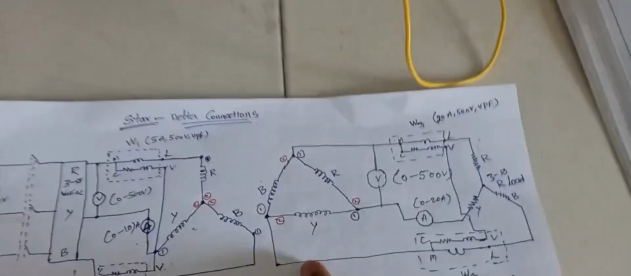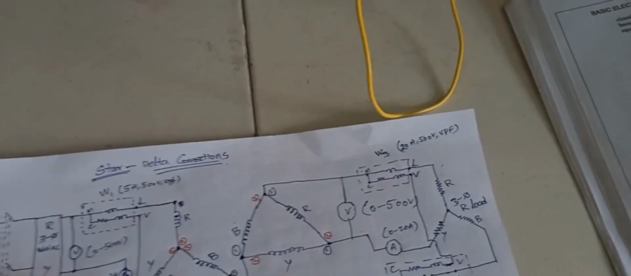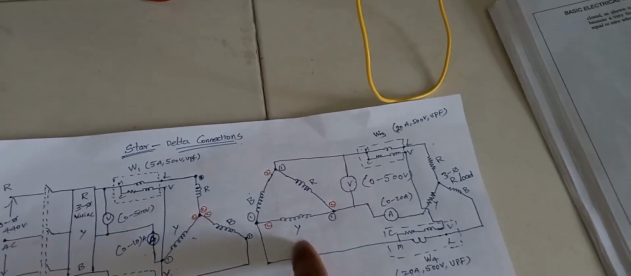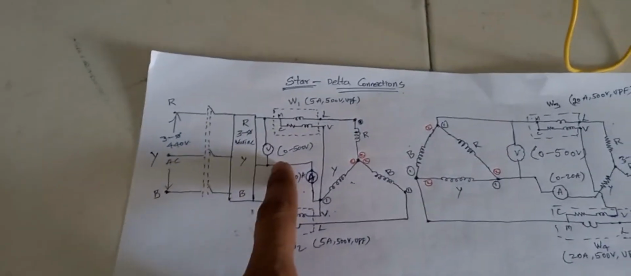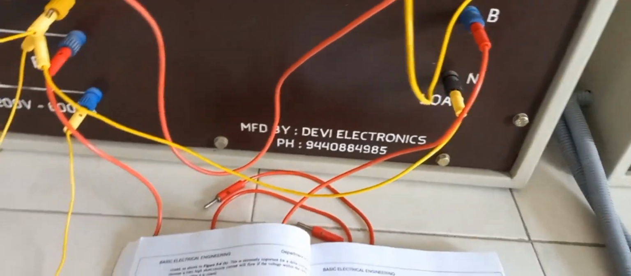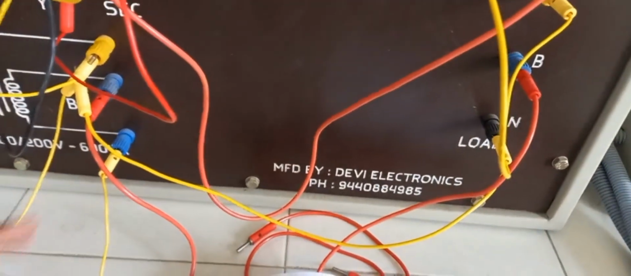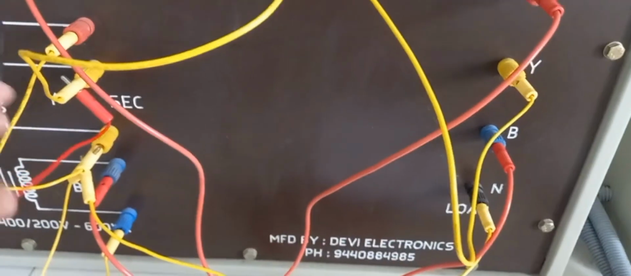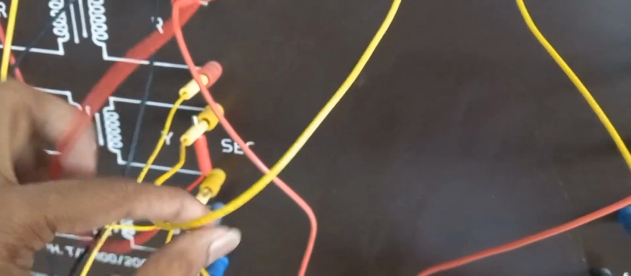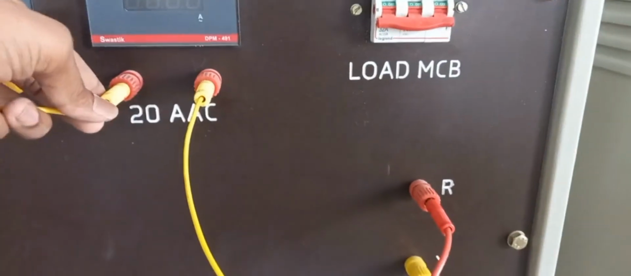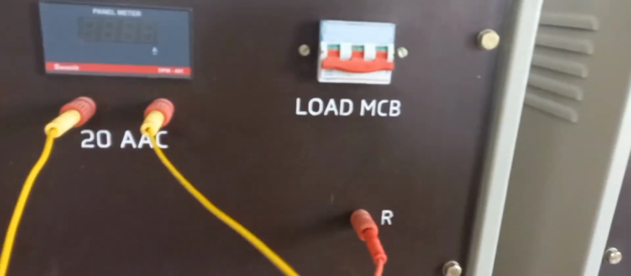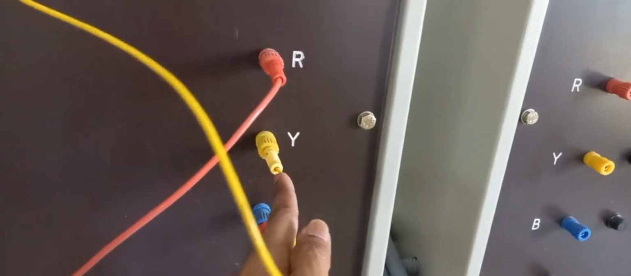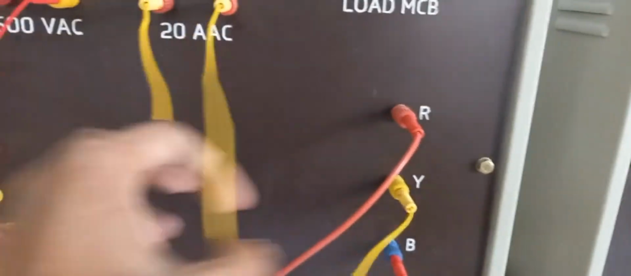Here I have taken only star and star, but not star and delta. So you remember, the same thing here also at load end, secondary side load. So you remember the secondary side Y phase is directly connected to the ammeter's first terminal, and the ammeter's second terminal is connected to the load point. Okay, that's it.